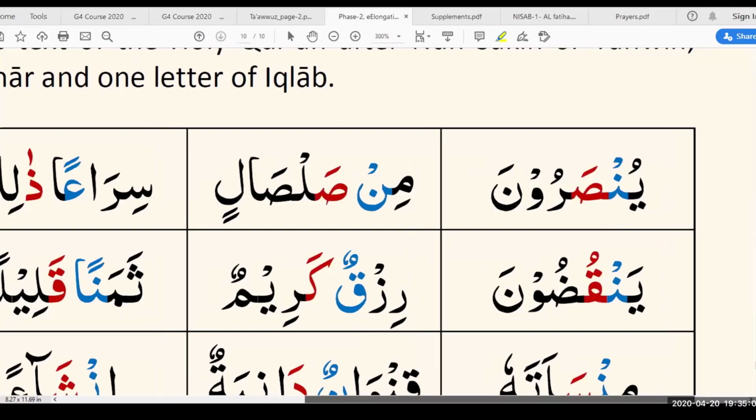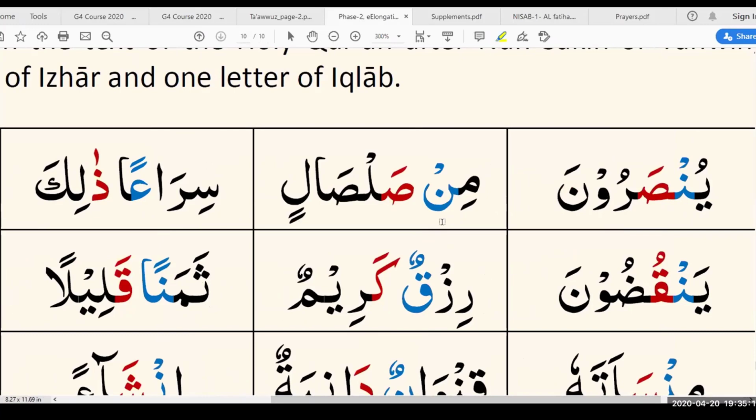Next word. Okay, so the way you're saying it is actually the sound that we would be making if there was a tashdid sign on top, the one that looks like a crown. So then that's how it would sound. But this is a sukoon, so we will make a nasal sound. Min, like this. Min salsalin. Okay, and next word.